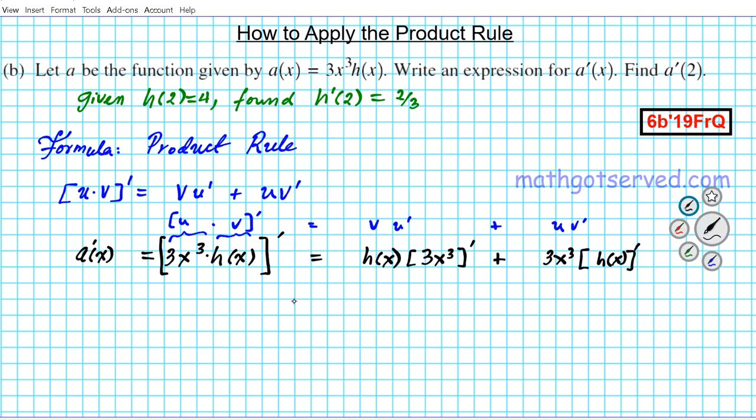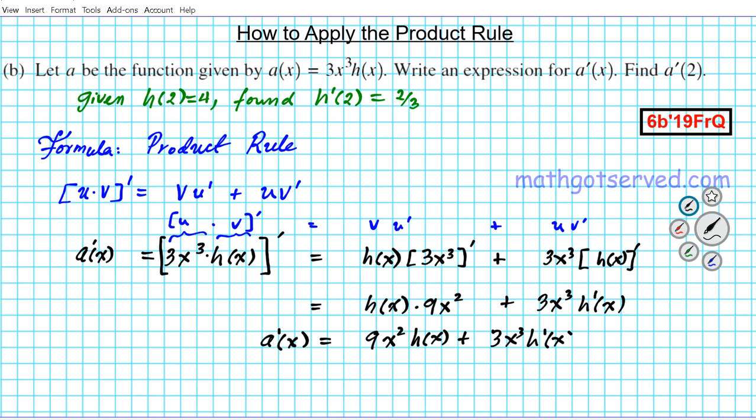Okay, now let's go ahead and differentiate. So we're going to have h of x times, now if you apply the power rule to 3x to the third, you power down, and mark this down, you have 9x squared, okay, plus, and then this is just 3x to the third times h prime of x. So a prime of x, our first answer, is going to be 9x squared times h of x plus 3x to the third h prime of x. And that's the answer to question number 6b, the first part.